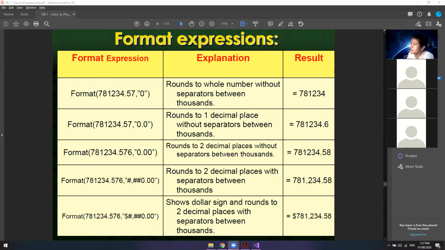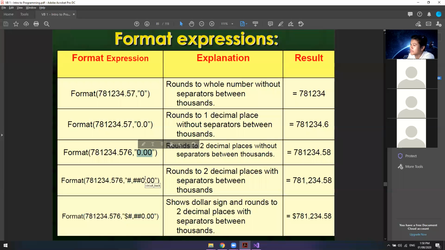So, we have an example here from those formats. Okay? So, kung gusto nyo ng value na parang integer lang o hindi nagpapakita yung decimal, pwede kayong gumamit ng 0. And kung gusto nyo namang magpakita ng isang decimal lang, pwede kayong gumamit ng 0.0. Kung gusto nyo dalawa, you can use 0.00.